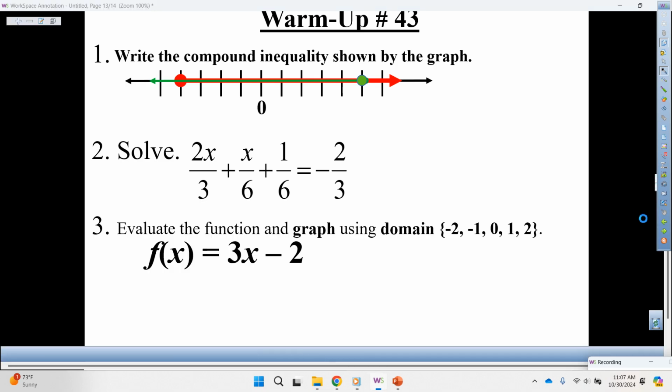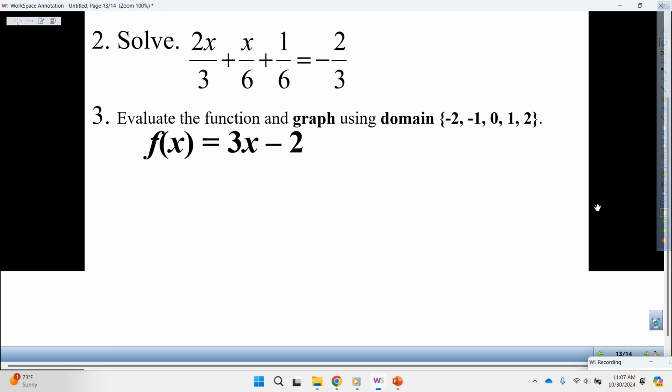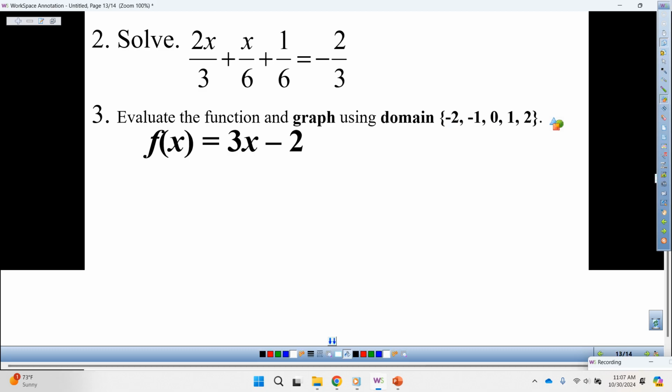Number 2, it says solve. Tell your neighbor what common denominator you multiply the entire equation by. Make sure they got it.